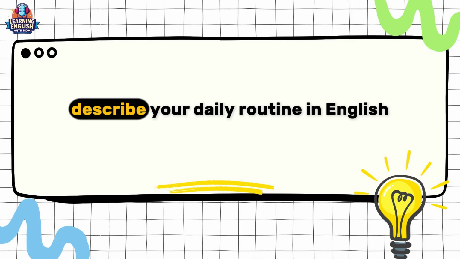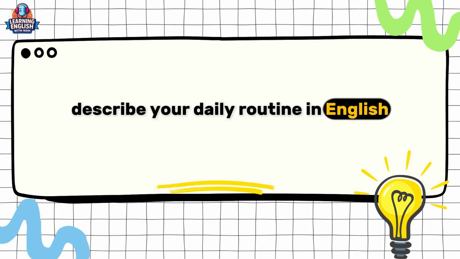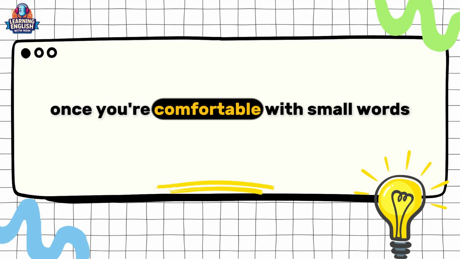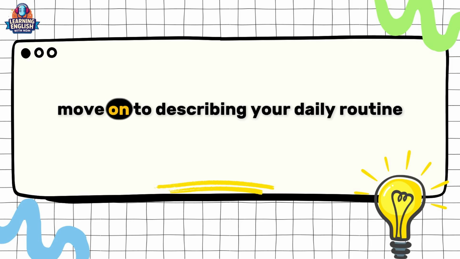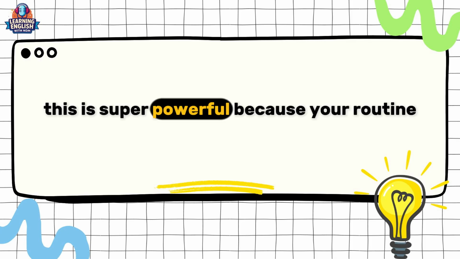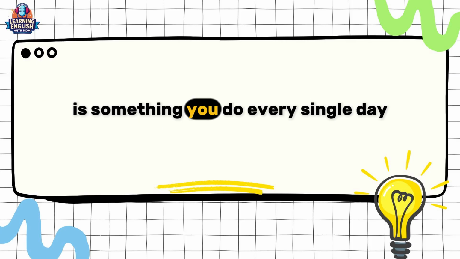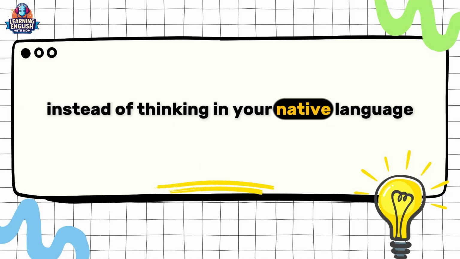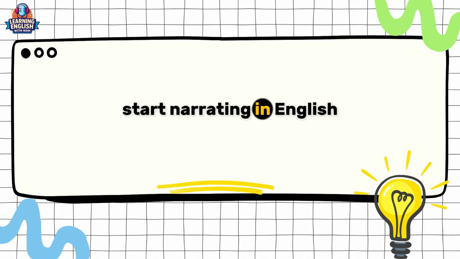Section 3. Step 2. Describe your daily routine in English. Once you're comfortable with small words, move on to describing your daily routine. This is super powerful because your routine is something you do every single day. Instead of thinking in your native language, start narrating in English.